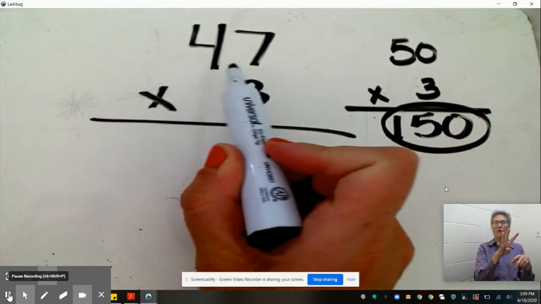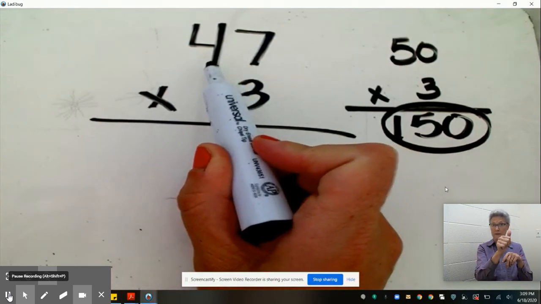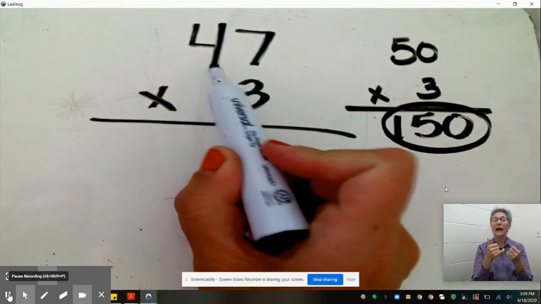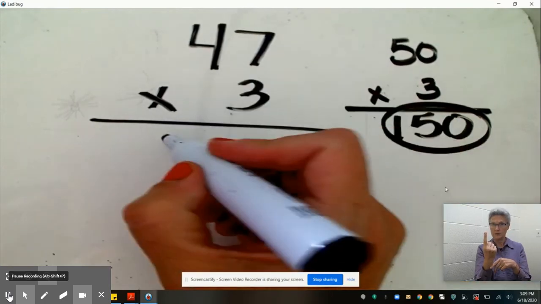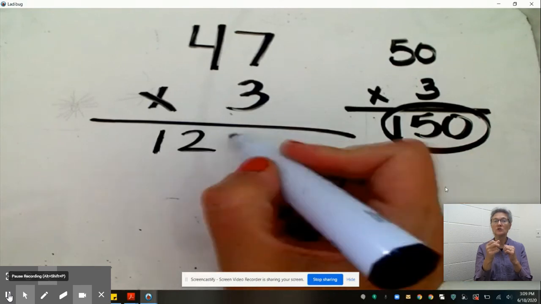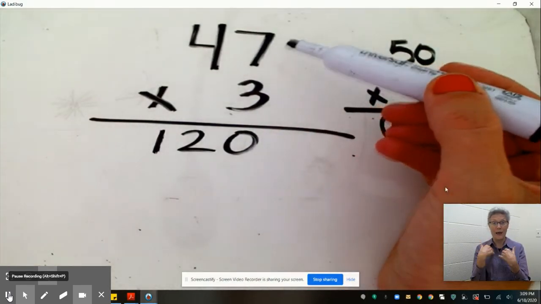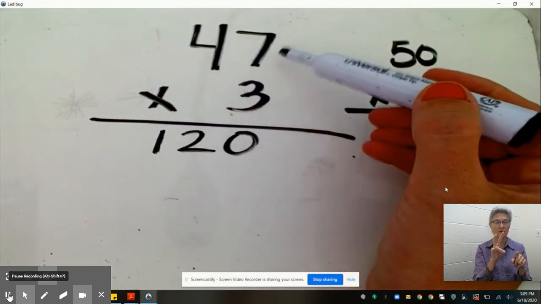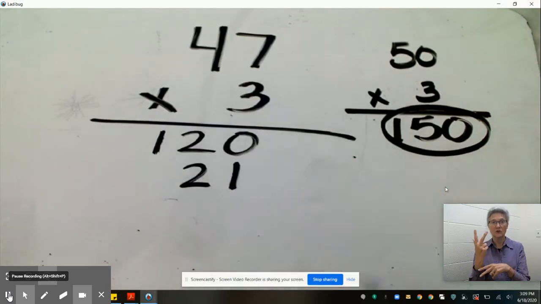I'm going to look at 47, and I'm thinking of this 4 as 4 tens because it has a value of 4 tens or value of 40. Now I'm going to do 4 tens times 3 ones. So I know that 4 tens times 3 is 12 tens or 120. Now here I have 7 ones for my 47 because 47 is the 4 tens and my 7 ones. So 7 ones times 3 ones is 21.